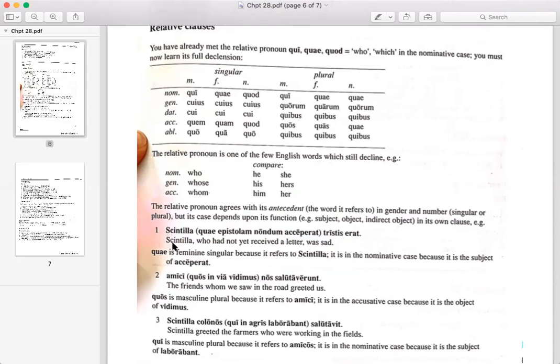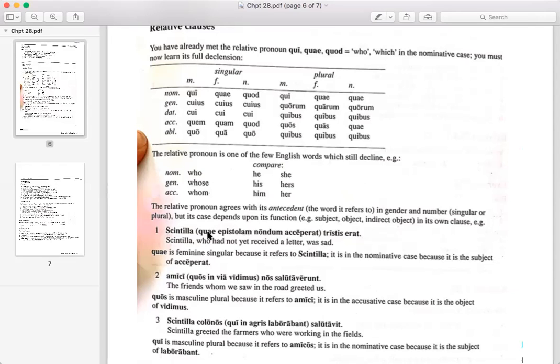So for example, in English, you've got Scintilla, who had not yet received a letter, was sad. So your main sentence is on the other side of your commas. So Scintilla was sad is the main sentence. Who had not yet received a letter is your relative clause. So you see that it starts with who, and in Latin, it's going to end with that verb. So who had not yet received a letter, quae epistolam nondum acceperat.